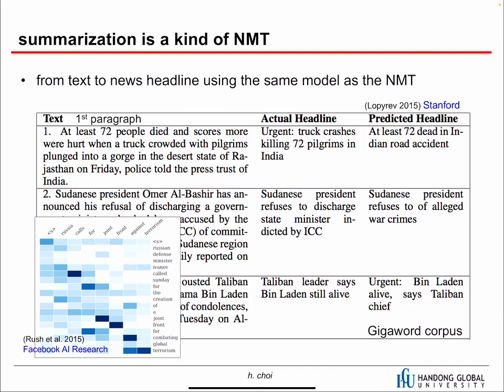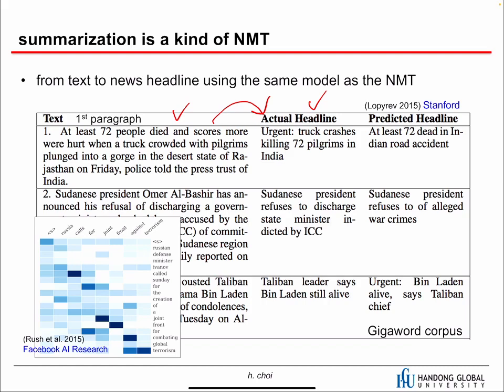But since neural machine translation was proposed, it is obvious and straightforward. The paragraph is input and the actual headline is output. Then if we just train the neural machine translation, it is a summarization, right? Of course, we can adjust the neural machine translation network architecture focusing on summarization.